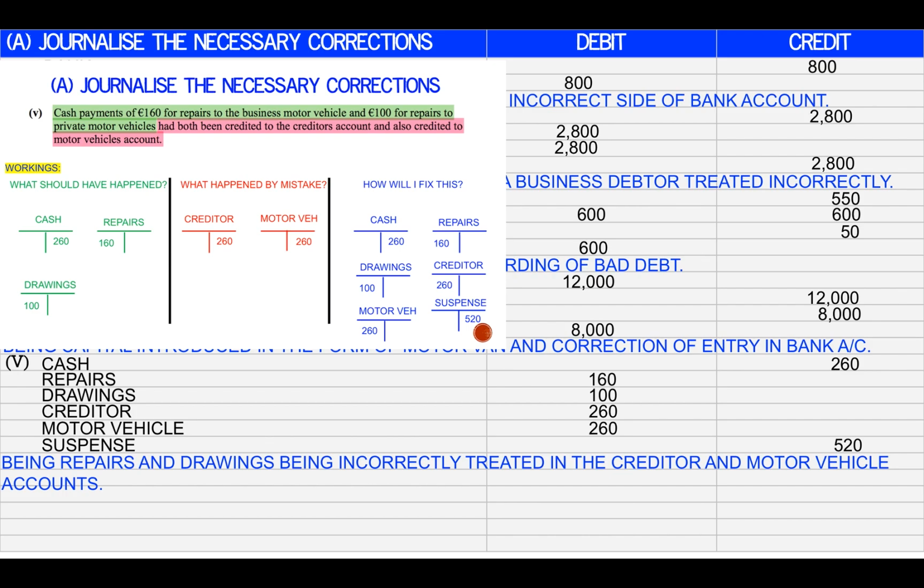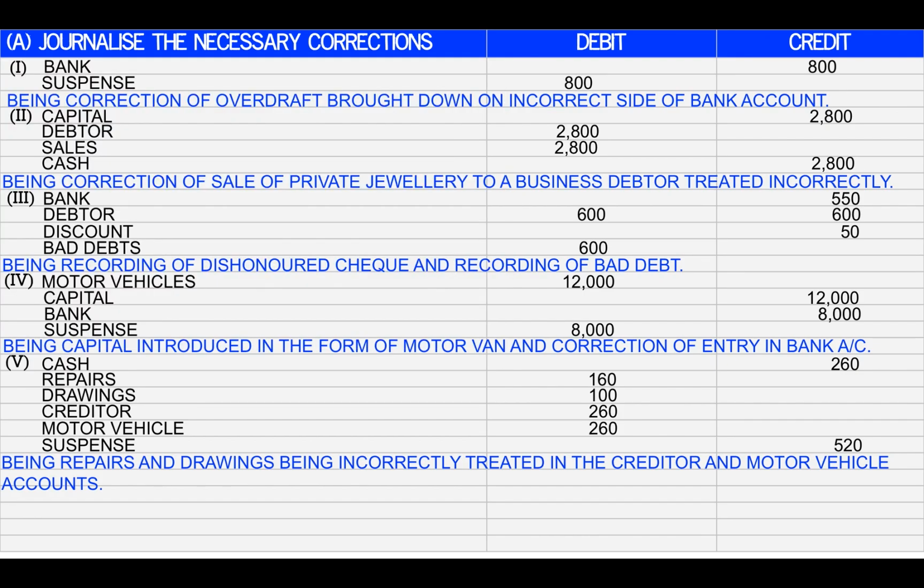So cash 260 credit side, repairs 160 debit side, drawings 100 debit side, creditor 260 debit side, motor vehicles 260 debit side, and Suspense 520 credit side. And so we need to do our little narration then, being repairs and drawings being incorrectly treated in the creditor and motor vehicle accounts. So that is part 5 complete.